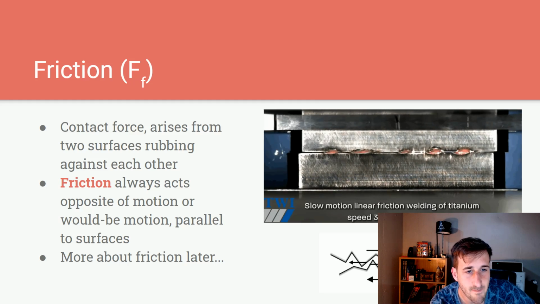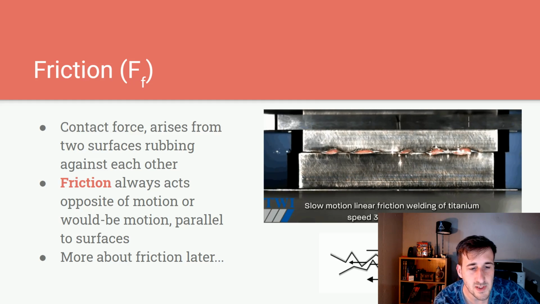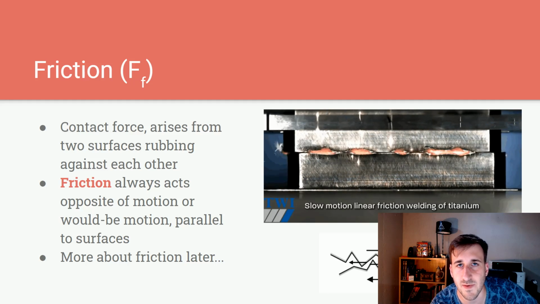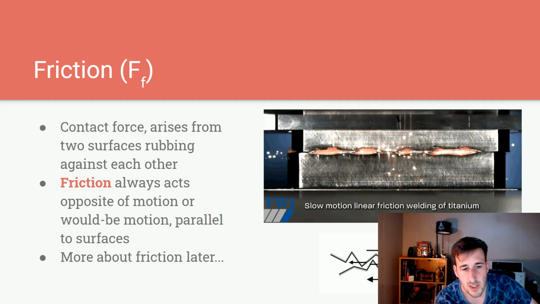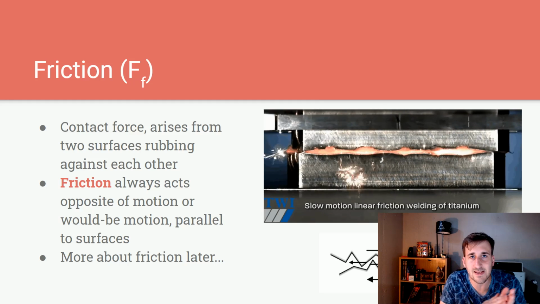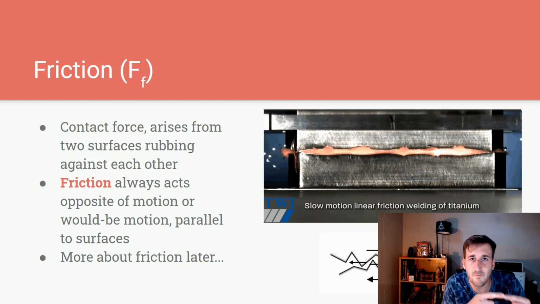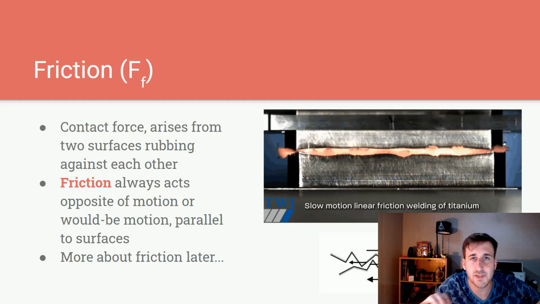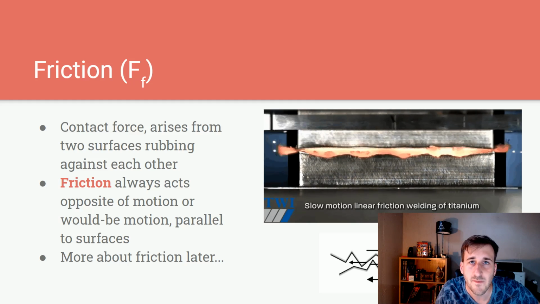So if you look at the very bottom picture there, that's what you would see if you zoomed in on any two surfaces. Even the smoothest surface you can think of, if you zoom in on it, you would see that they're made up of nooks and crannies. And those nooks and crannies, as they skip across each other, are exerting forces on one another. And those tiny little micro forces add up to one big frictional force.